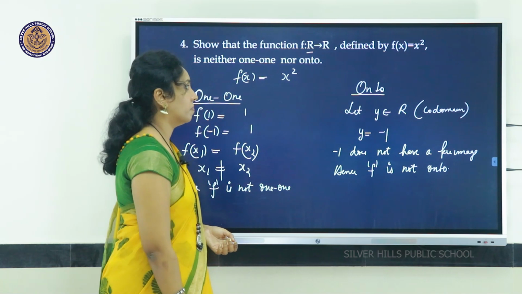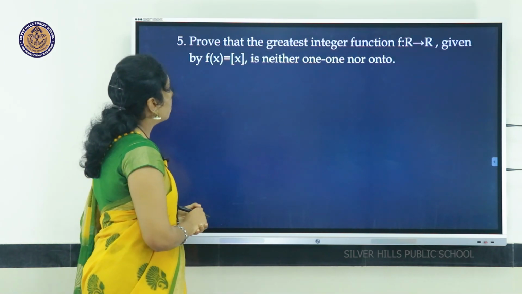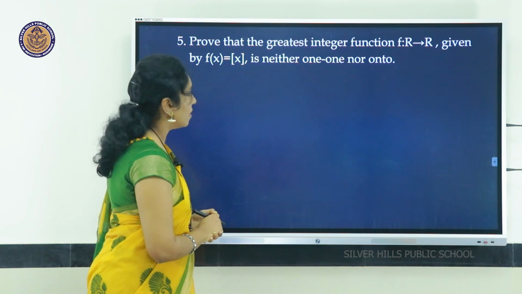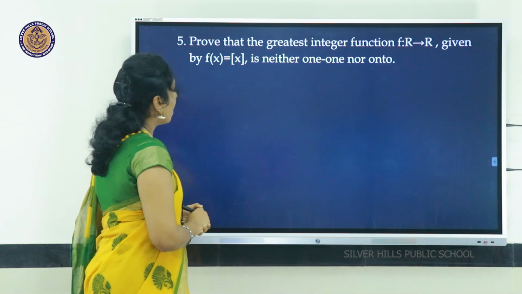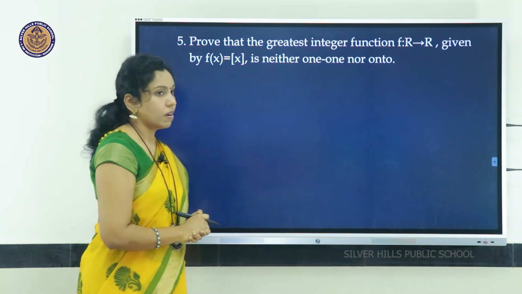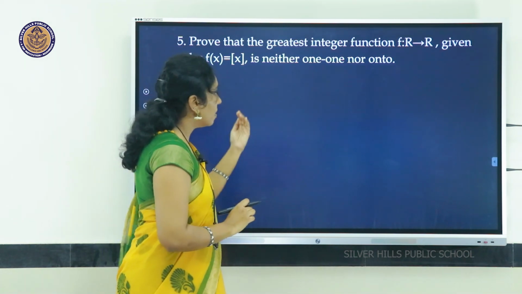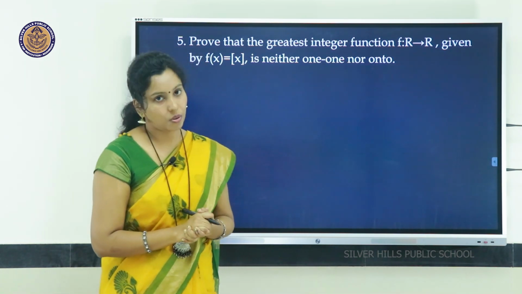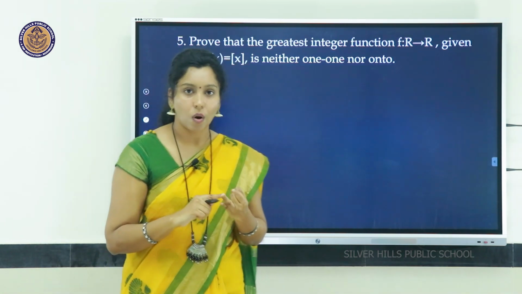We proved it. Now, coming to the next question. Prove that the greatest integer function f from R to R given by f of x is equal to box x, where box x means greatest integer function, is neither 1-1 nor onto. Here also we are going to prove it is not 1-1 and it is not onto.